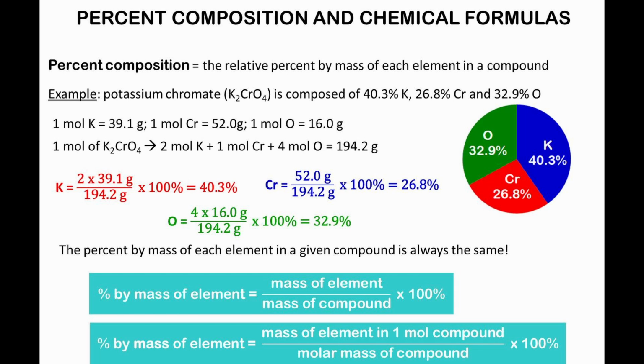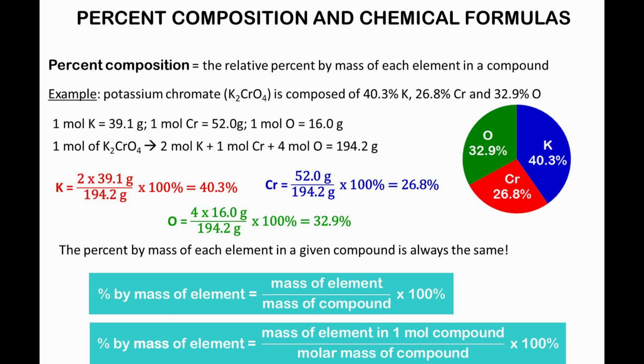Use the periodic table to find the molar masses of potassium, chromium and oxygen, and calculate the molar mass of potassium chromate. You should find that the mass of 1 mole of potassium chromate is equal to 194.2 grams. Since there are 2 atoms of potassium in potassium chromate, the relative percent by mass of potassium is equal to 2 times 39.1 grams divided by 194.2 grams, which is equivalent to 40.3%. In the same way, the relative percent by mass of chromium and oxygen can be calculated.